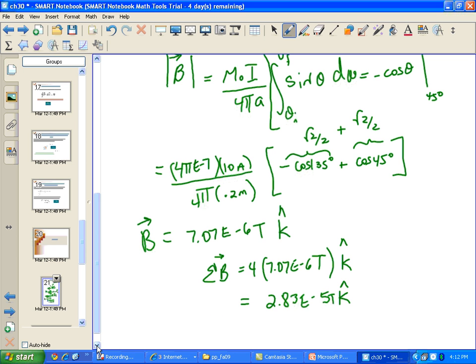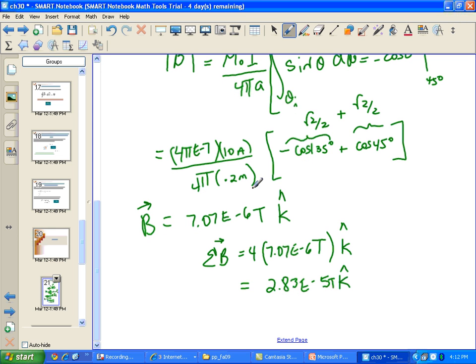So in this example, because we were dealing with a square, the distance from the center to each side of the wire was exactly the same, so all our values of a were 0.2 meters, all our values of I were 10 amps, and for each side we could define these angles, the theta initial and the theta final, so that we would still get the same square root of 2 over 2 plus square root of 2 over 2 terms.